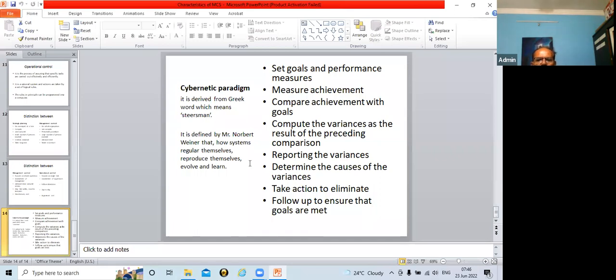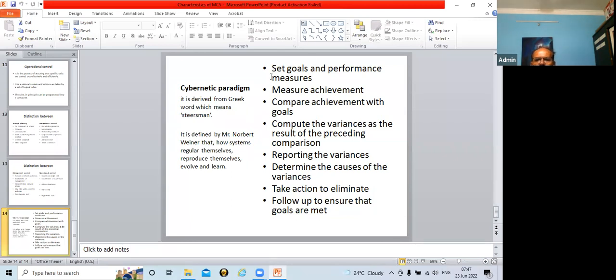So our system has scope for upgradation and improvement. One thing should always be remembered: how systems regulate themselves, reproduce themselves, evolve, and learn. The learning part should continue. We have to keep learning whenever we work with the system. Then only can we develop ourselves.